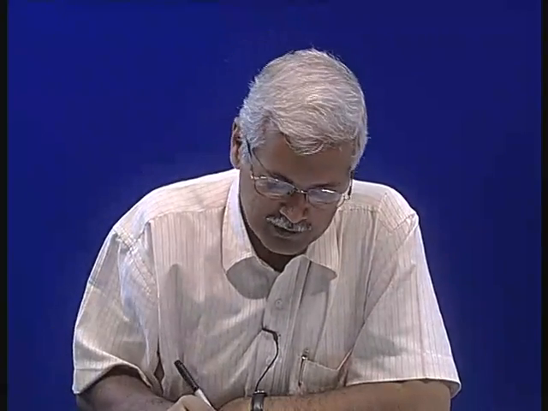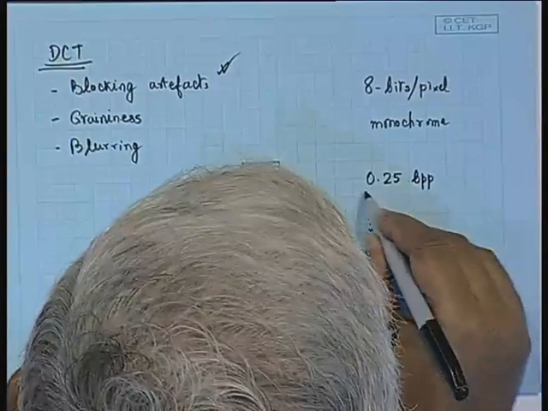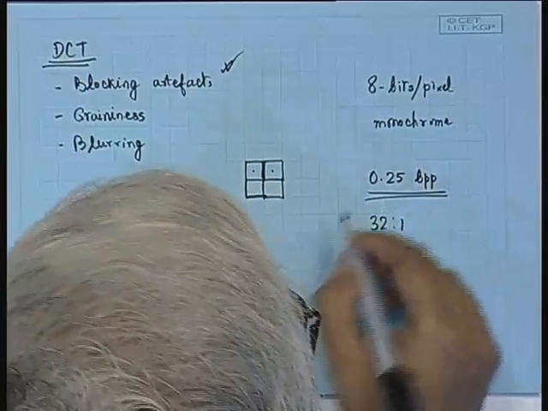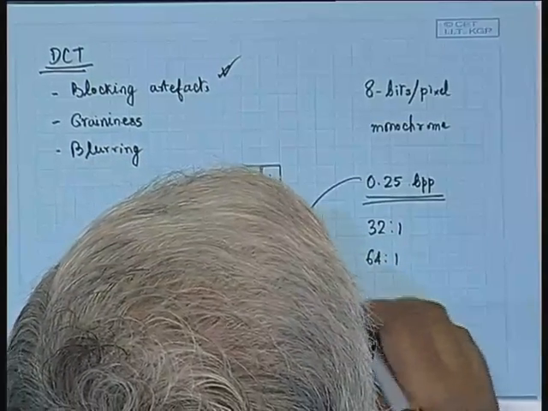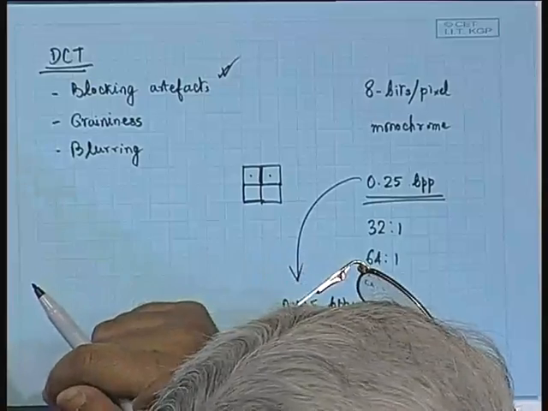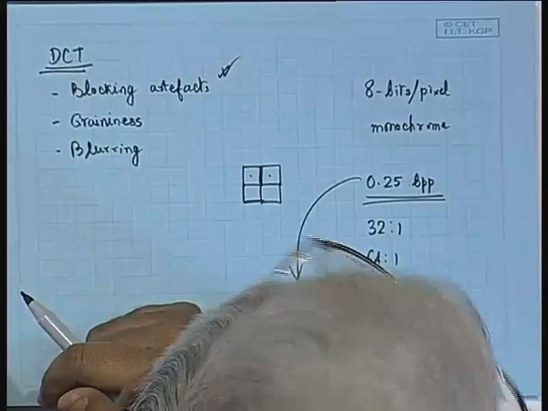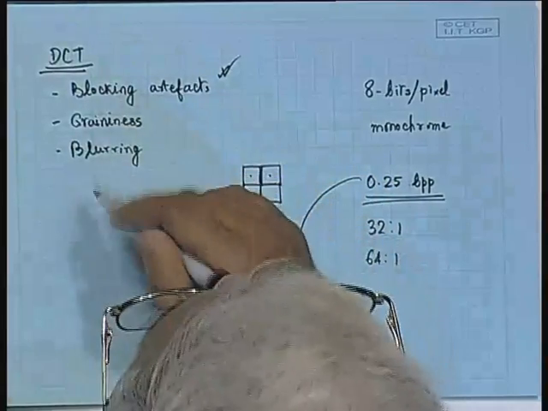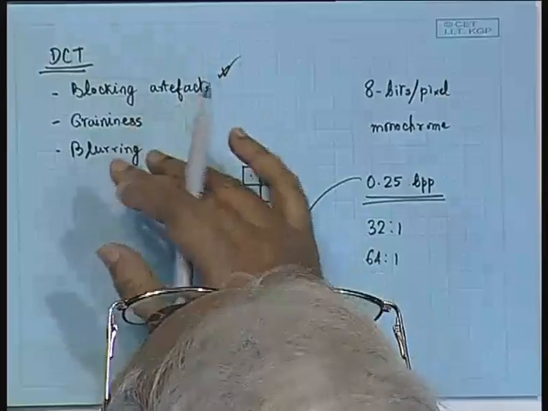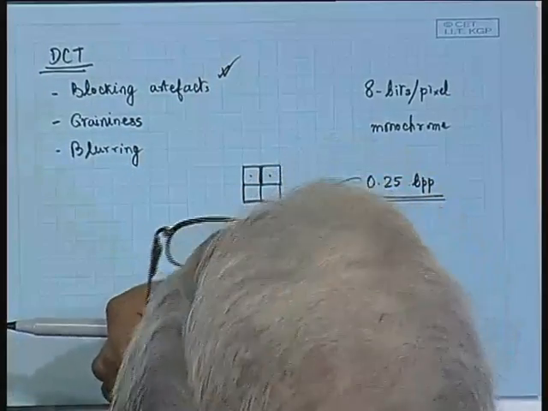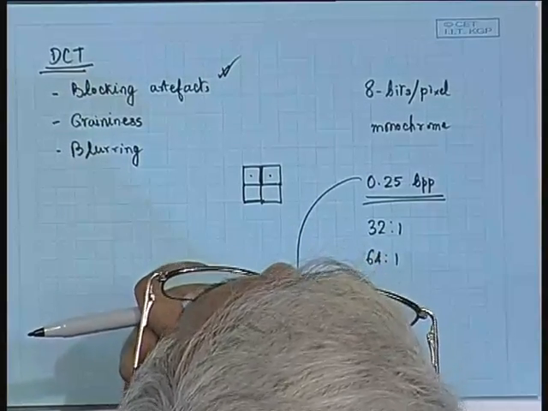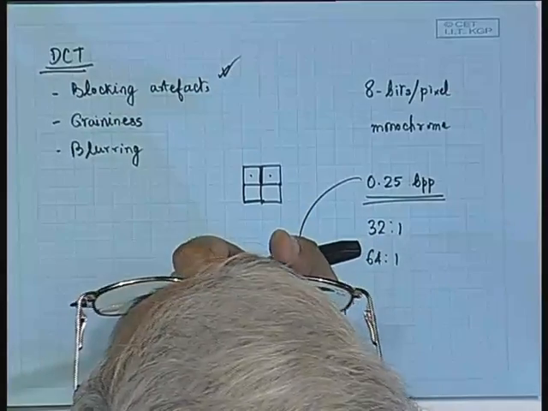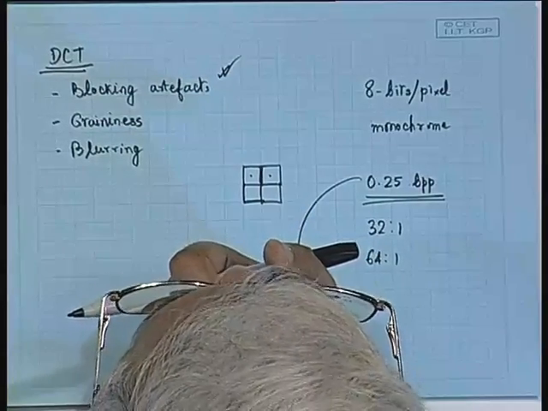Now, if instead of 32:1 you go in for 64:1, that is, from 0.25 BPP to 0.125 BPP, the quality is going to suffer. You will observe all these artifacts that I was mentioning, more and more as you go in for higher compression factors. There it is found that the wavelet transforms are very much useful.